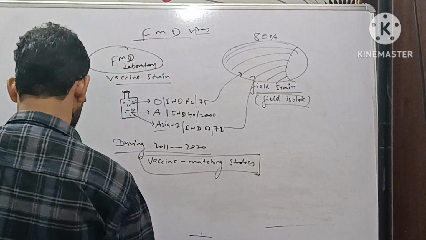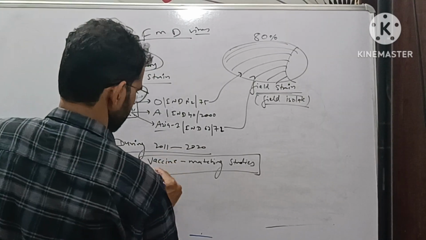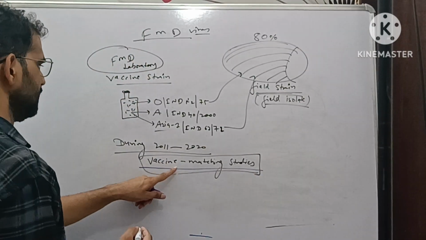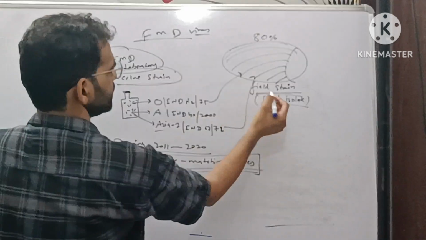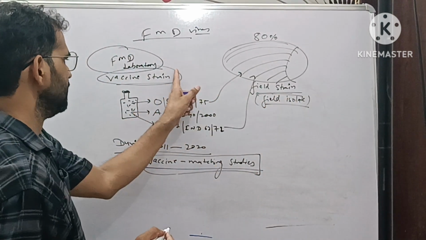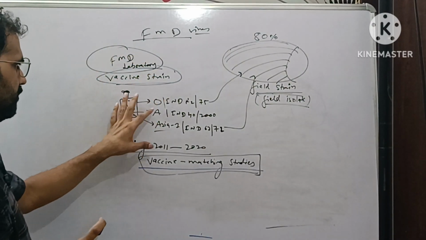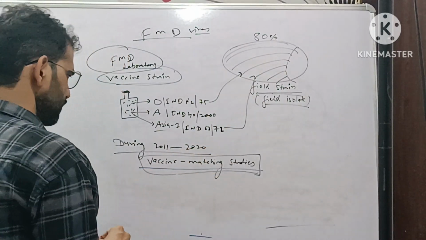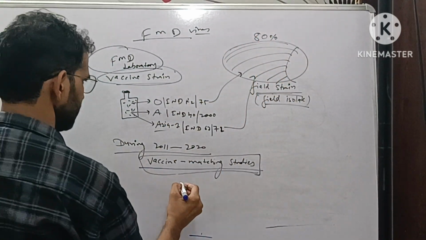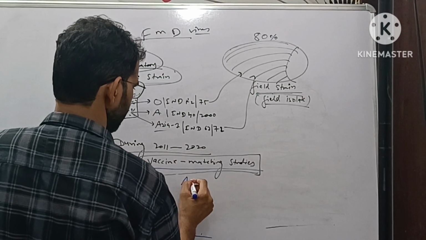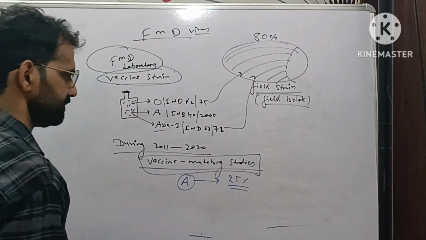Vaccine matching studies were carried out. In these studies, they were matching the vaccine strain with the field isolates, meaning they checked whether the vaccine strain present in the bottle is covering them or not. What they found is that O and Asia 1 are covering 80%, and what happened with serotype A? It was covering just 25%.